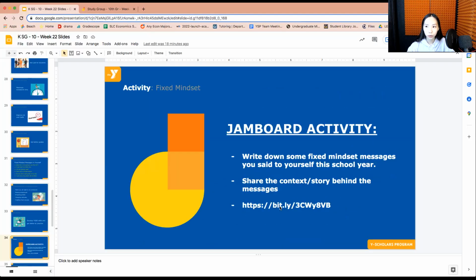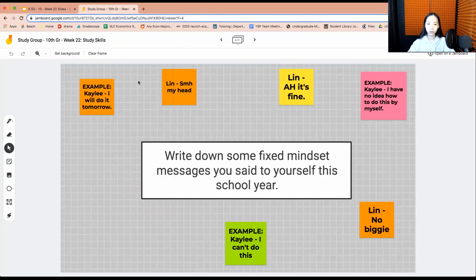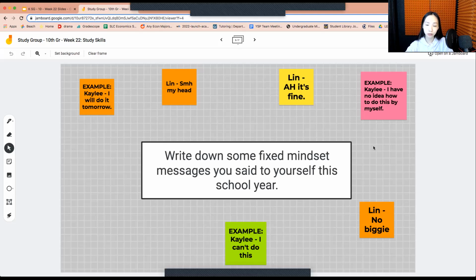All right, I assume you already have written down what you said, because now I will be sharing what I wrote. So here are some examples. I will do it tomorrow, right? So that's a bad studying skill or studying habit. Just pushing it off to tomorrow, procrastinating, just saying, I can't do this. I have no idea how to do this by myself. So all of this is fixed mindset messages that I've said to myself.